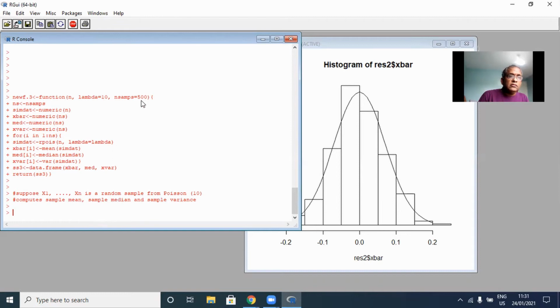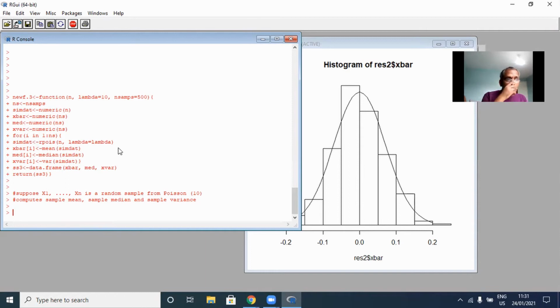And this is done 500 times. So if you take n to be, for example, 30, it will do this 500 times with n equal to 30. It will simulate a sample of size 30 500 times, and it will compute the mean, the median, and the sample variance each time.